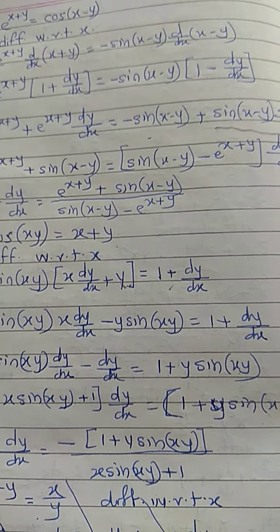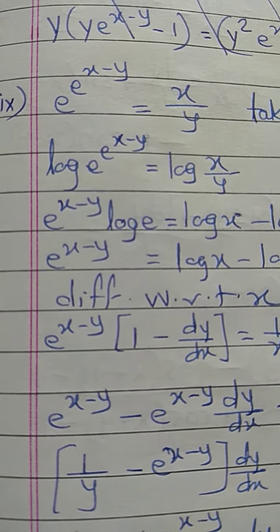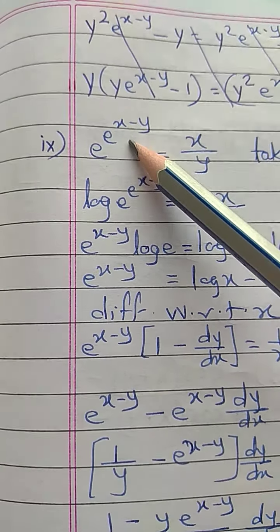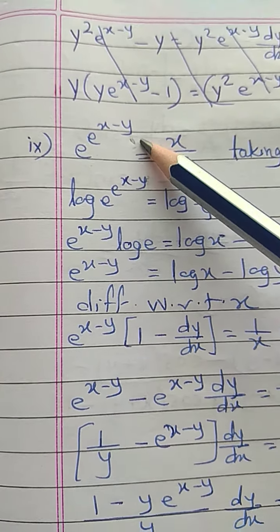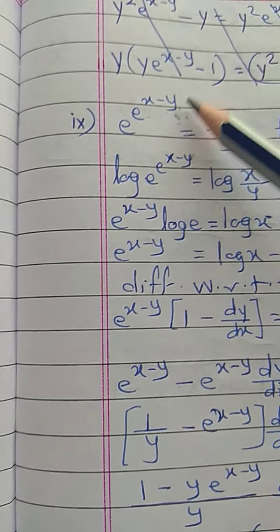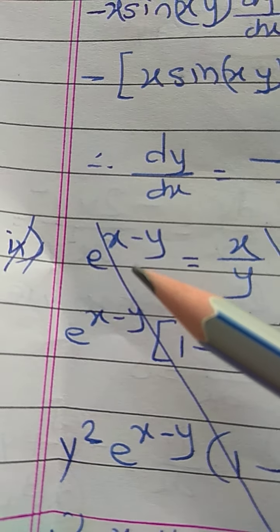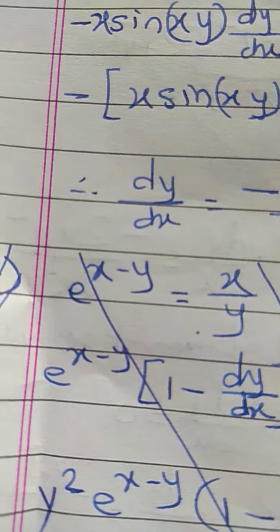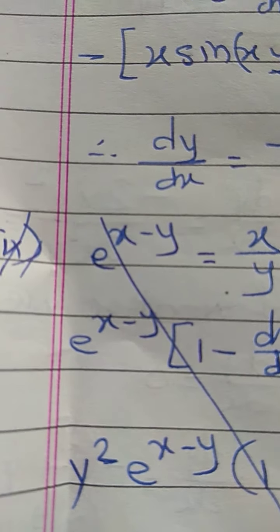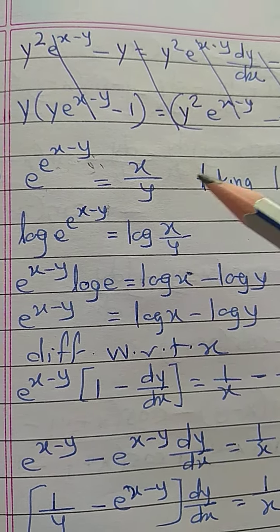See. Okay. Now, Roman 9 is this e^(x-y). What I have done is a mistake here, by writing e^(x-y) I have written here e^(x-y). Mistakenly the problem was read incorrectly, so I have to correct it now. e^(x-y) is equal to x upon y.